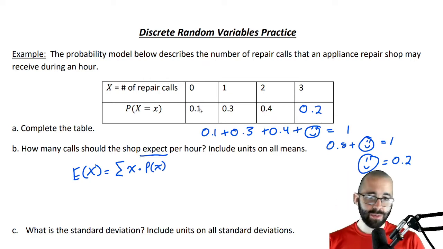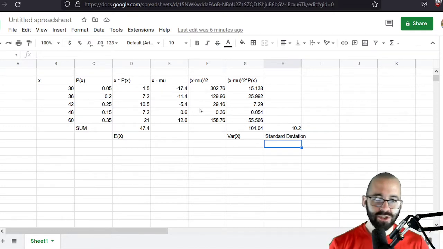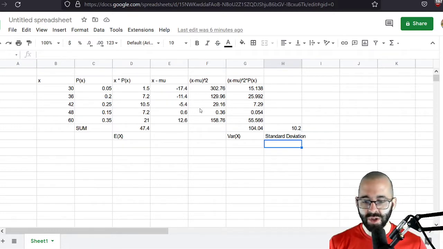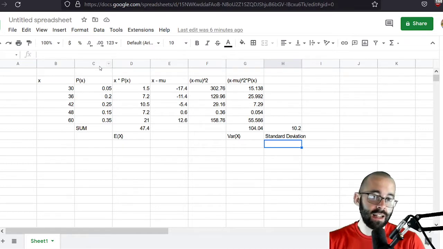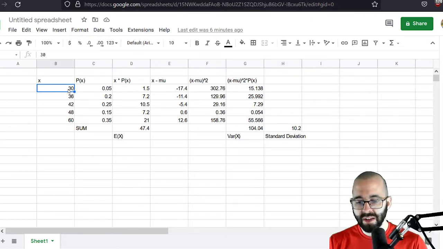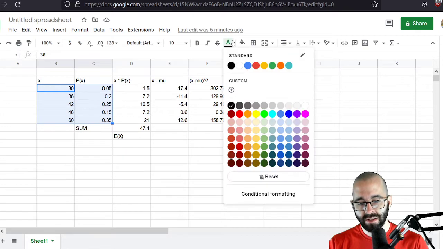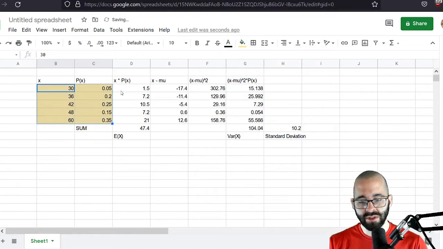And you might want to use a spreadsheet. You might have used a spreadsheet in the previous video. You can reuse the same spreadsheet once you get it constructed. So if you haven't filled in an outline here, I'd highly recommend pausing the video and doing it now. This time, our x's and our p of x's are going to be different. Maybe we'll put a different color because these are going to change every single time.